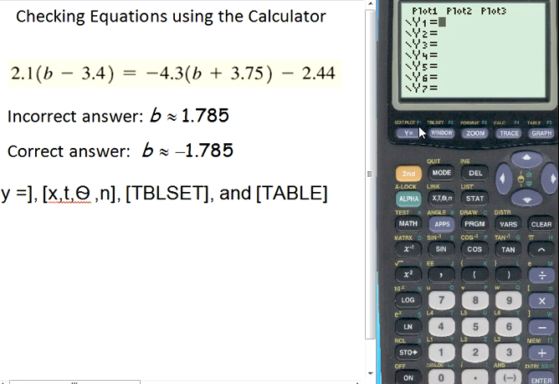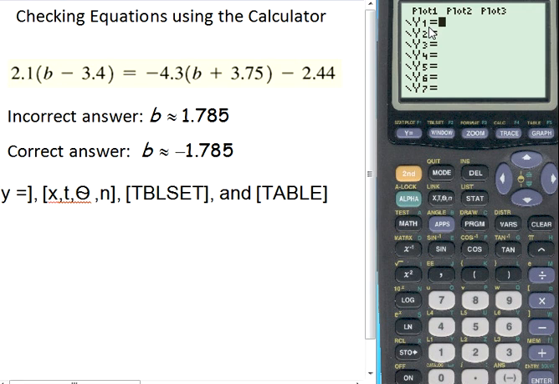Now the only variable you can use when you're using the y equal key is the x variable, and there is a shortcut for x, and it is right next to the alpha key, and it looks like x t theta n, and it's right here, and you click it and you get x. We're not going to use b, we're going to use x.